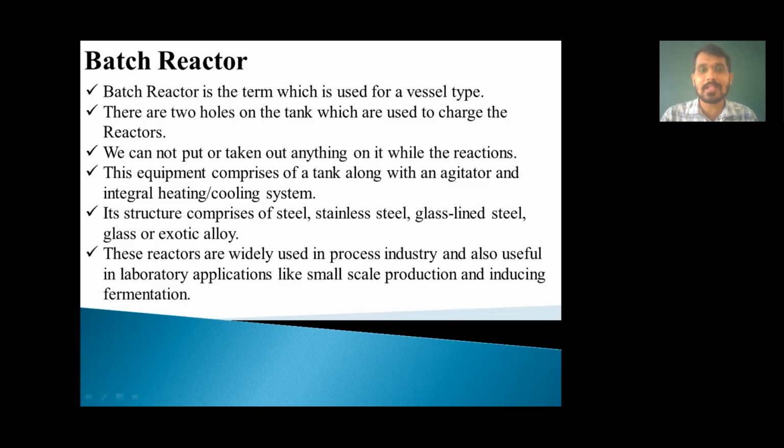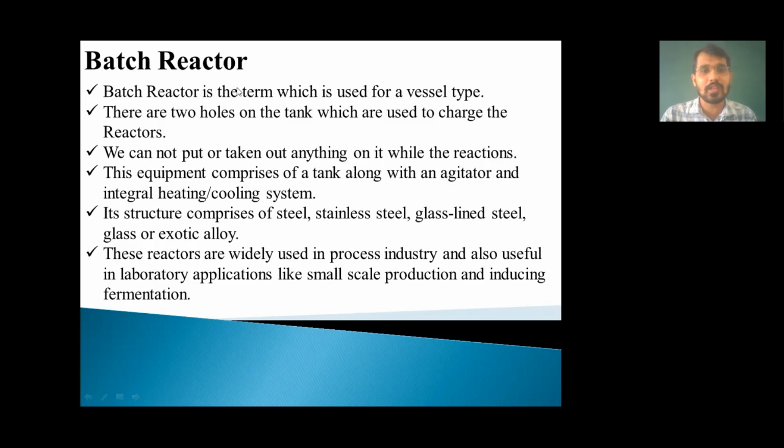This question can be asked in your viva, in any type of exam, or in an interview. What is the difference between batch reactor and semi-batch reactor? The basic difference between these two types of reactor is that in a batch reactor we cannot put in or take out anything during the reaction, but in a semi-batch reactor we can put in or take out anything during the reaction. So this is the basic difference between these two types of reactor.